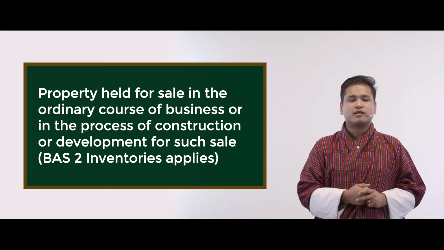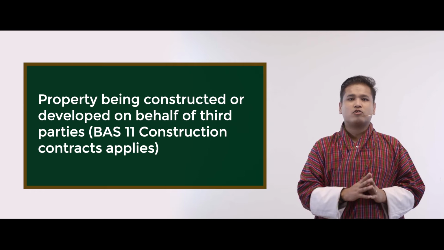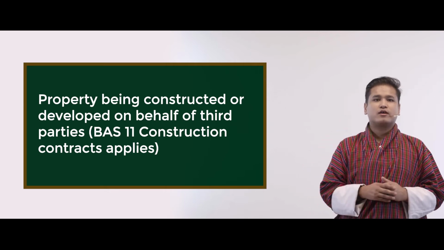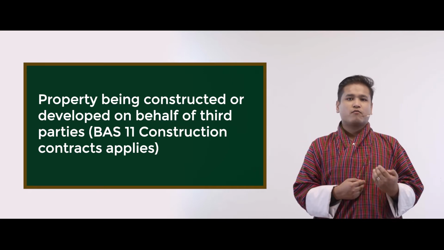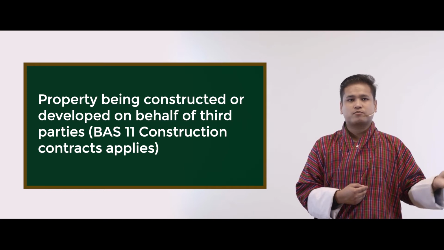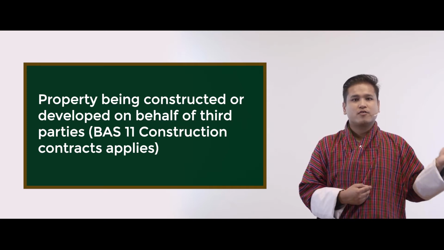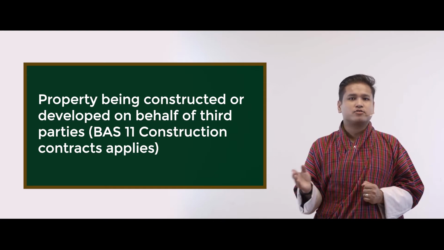Let us look into the third non-example. Third non-example is property being constructed or developed on behalf of third parties. So here the entity is constructing buildings for other people or third parties. So this property should not be treated as investment property. Instead, it should be treated as construction contracts.